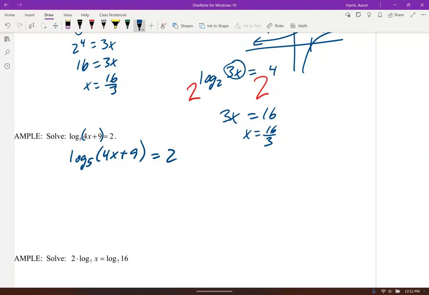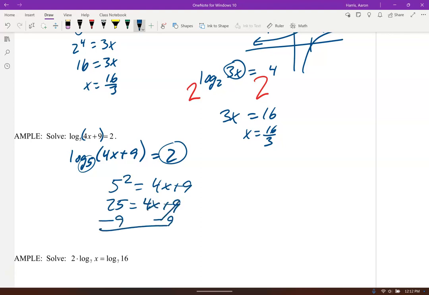All right, let's do this one first, and then we'll get into other types. So let's go to the exponentials. So 5 squared, put in the exponential form, equals 4x plus 9. Subtract 9, subtract 9. 16 equals 4x, divided by 4, x equals 4, right? So that's one way to solve that.